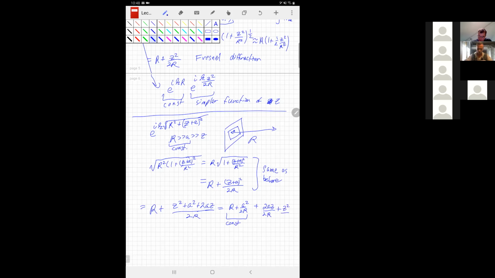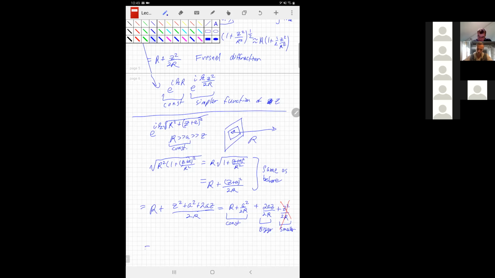z squared over 2r. Now, if z is really tiny, all right, what's bigger, z squared or az? A tiny number multiplied by the same tiny number, or a tiny number multiplied by a bigger number? The question answers itself, as someone typed in the chat, az. A tiny number times a tiny number is the tiniest number. So often people will just cross this out because it contributes very little.